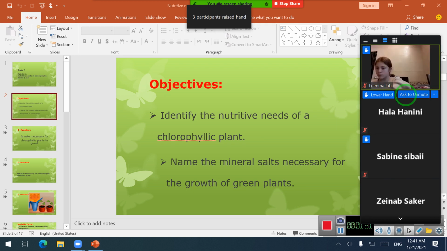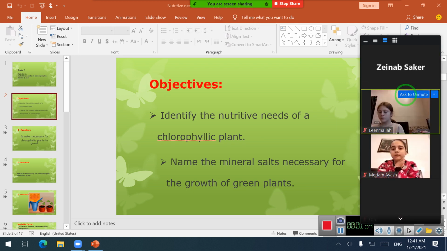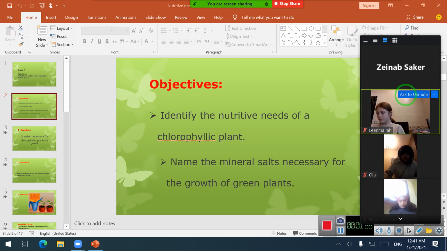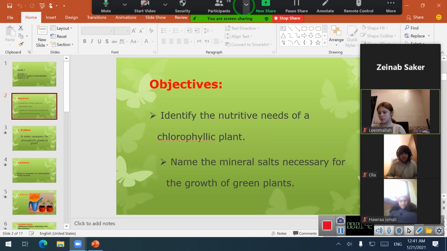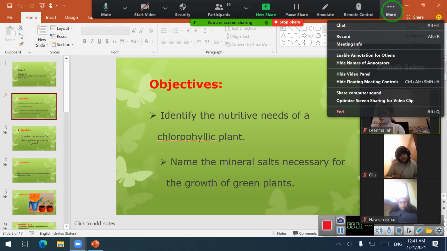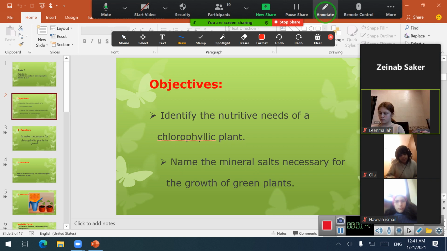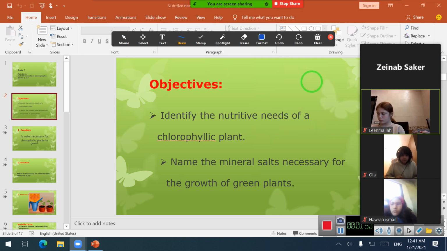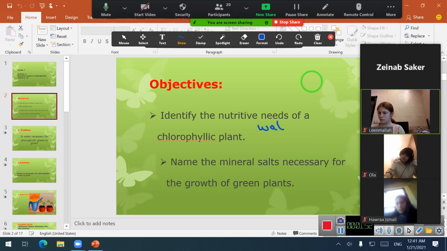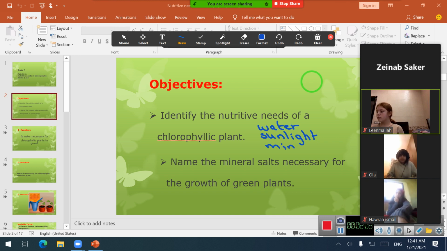So, any green plant, in order to produce its own food or develop, needs four important needs. These needs are, as we said before: water, sunlight, minerals, and CO2 or carbon dioxide. Don't write, okay? We are going to write later.